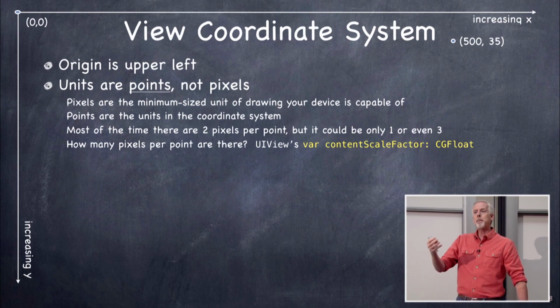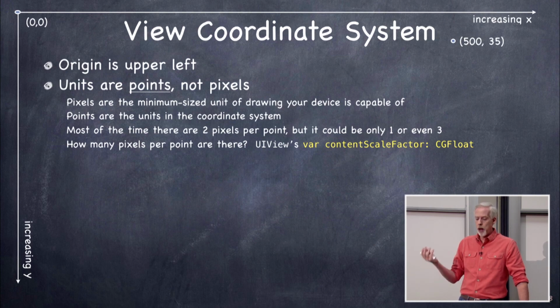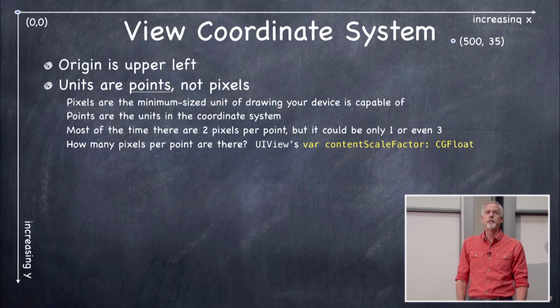You can find out how many pixels per point your device has by using UIView's content scale factor. It returns a float. It's currently going to either be 1, 2, or 3, and it's going to tell you how many pixels there are per point.